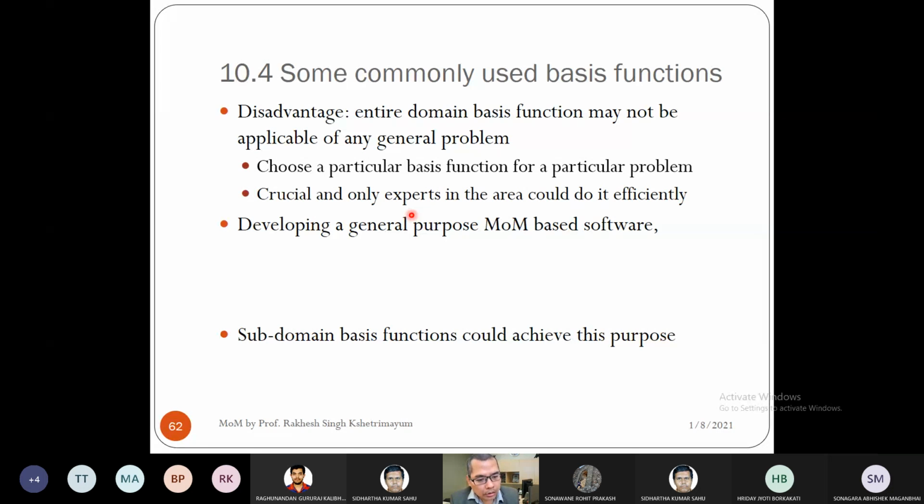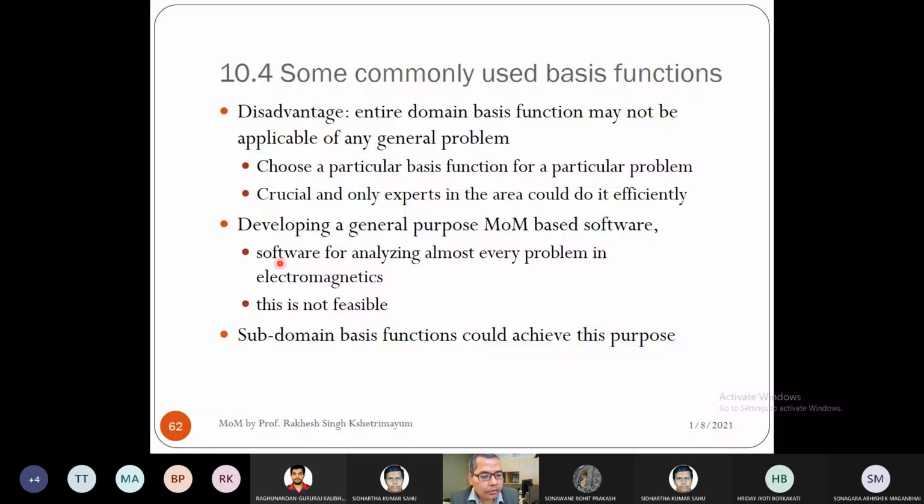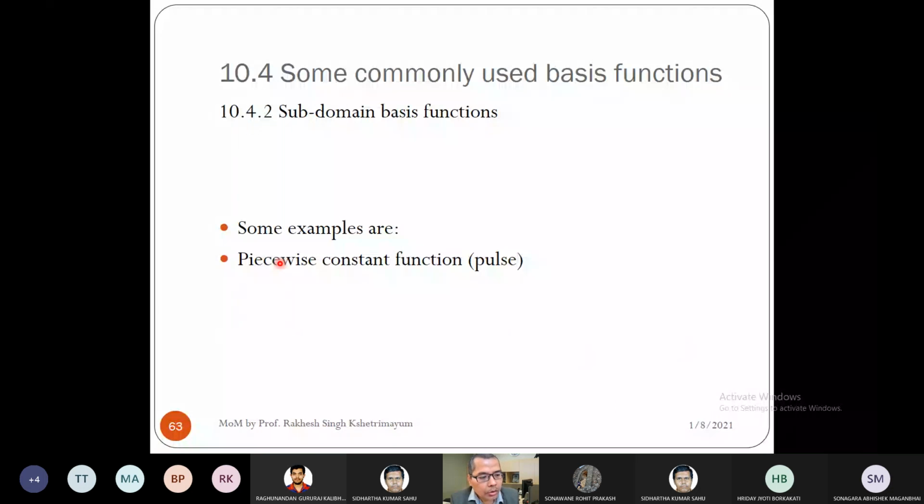But let's say you want to develop a general purpose MoM based software, like we have discussed in the first lecture. We have Sonnet, which is MoM based software. Then i3D, this is MoM based software. FEKO, these are all MoM based software. If you want to develop a general purpose MoM based software which can analyze any kind of problem, then you have to go for the subdomain basis function. Subdomain basis functions can be applied for any general purpose. So let's look at what kind of subdomain basis functions there are.